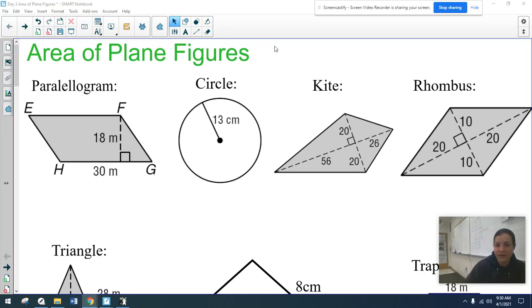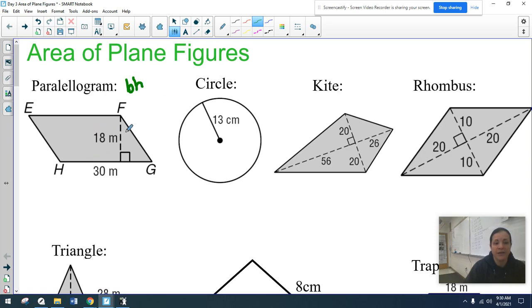So, area of plane figures. I've got a bunch of different pictures up here. These are all formulas that you're going to see. I just gave one example of each, and then I'll get to the more difficult ones. So parallelogram, treat it just like a rectangle or a square. This is just going to be base times height.